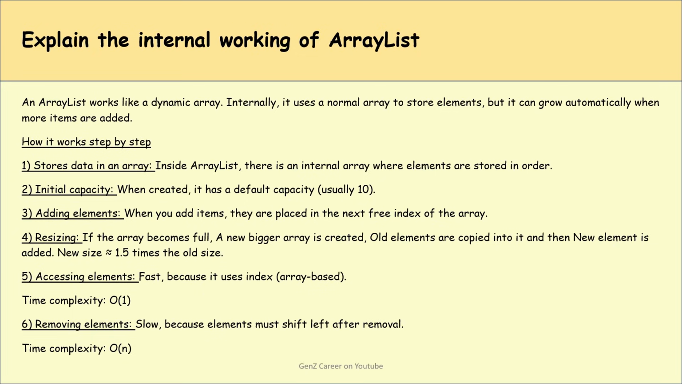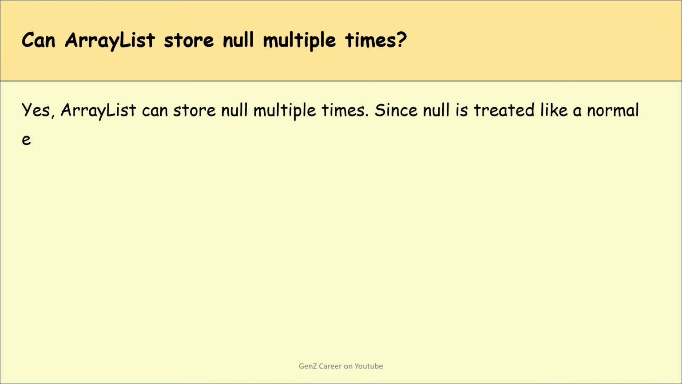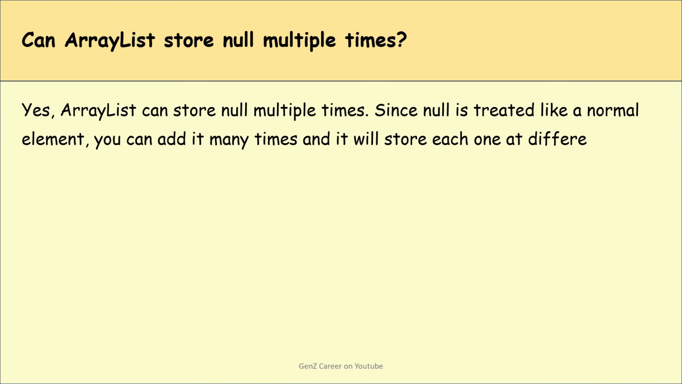Next question is, can ArrayList store null multiple times? Yes, ArrayList can store null multiple times. Since null is treated like a normal element, we can add it many times and it will store each one at a different position. Okay.